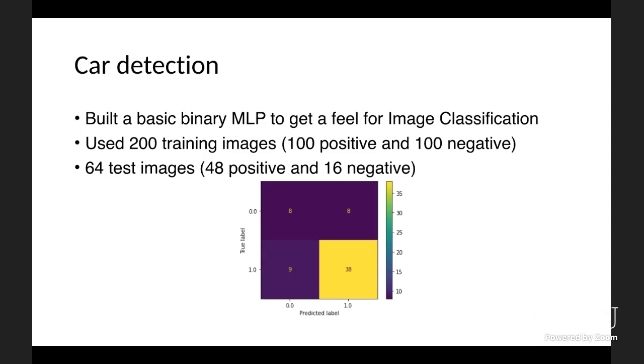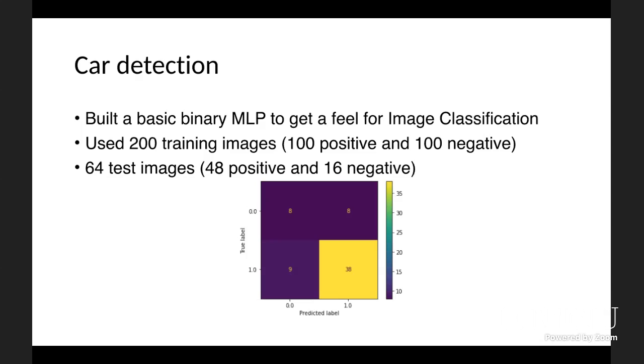So we've used around 200 training images. 100 were positive and 100 were negative; I'll come to the negatives later. The 100 positive images are images of cars, and the negative ones are images of other objects, just not cars. I'll tell you why I did that later on. And 64 were test images, 48 positive and 16 negative, to test how my model performs.